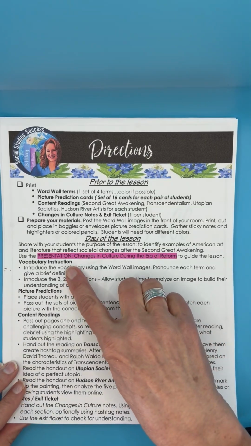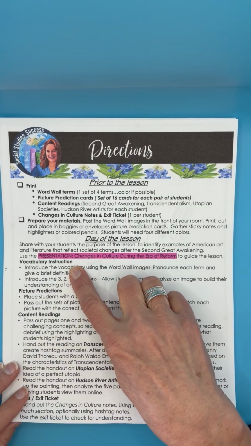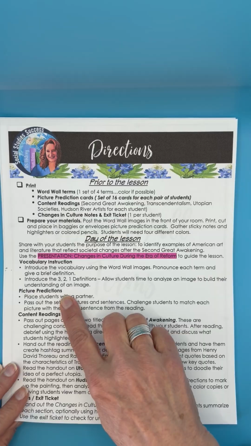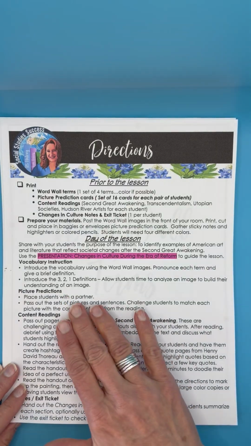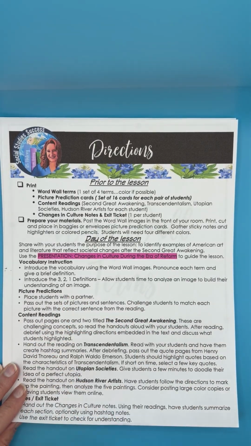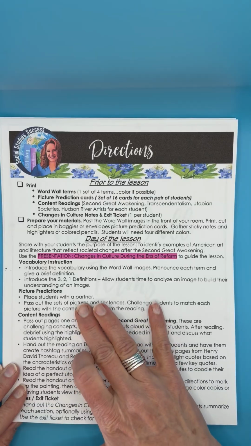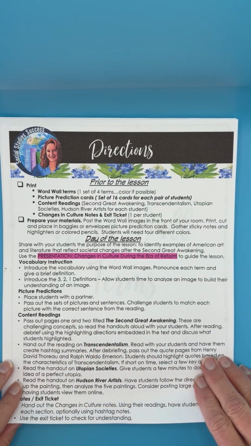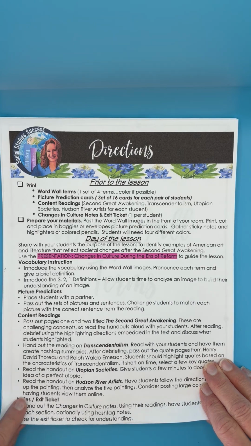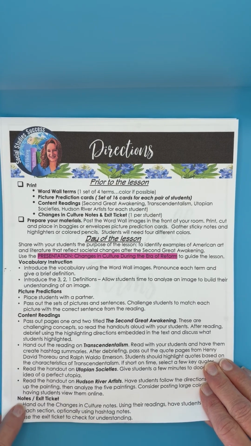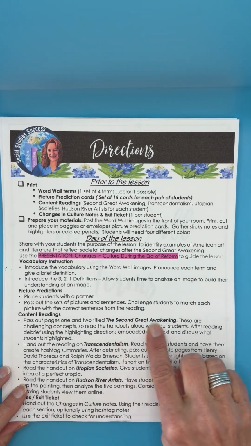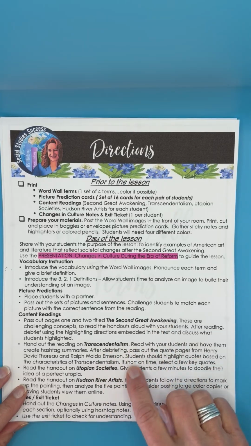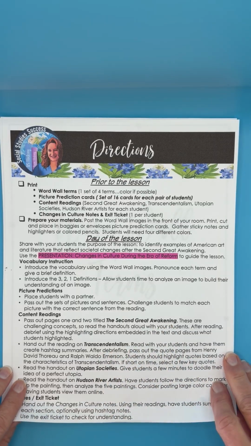So let's take a look at an overview of the lesson. There's going to be some vocabulary instruction. Then we're going to move to picture predictions, which is a great building schema activity for your students so that when they get to the content readings, they've already been exposed to much of that. And then it'll finish off with notes and an exit ticket. And notice the 4 major topics: the Second Great Awakening, Transcendentalism, Utopian Societies, and Hudson River Artists.